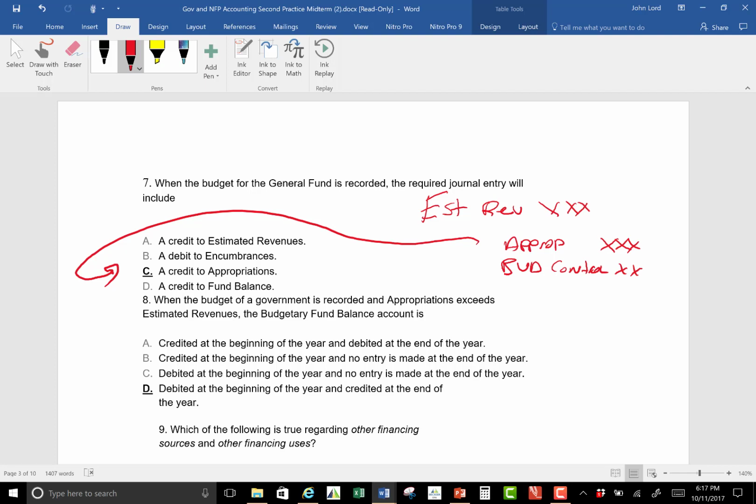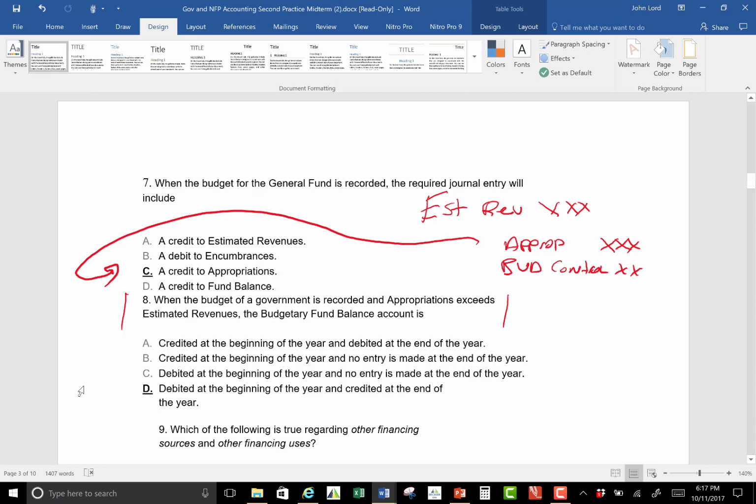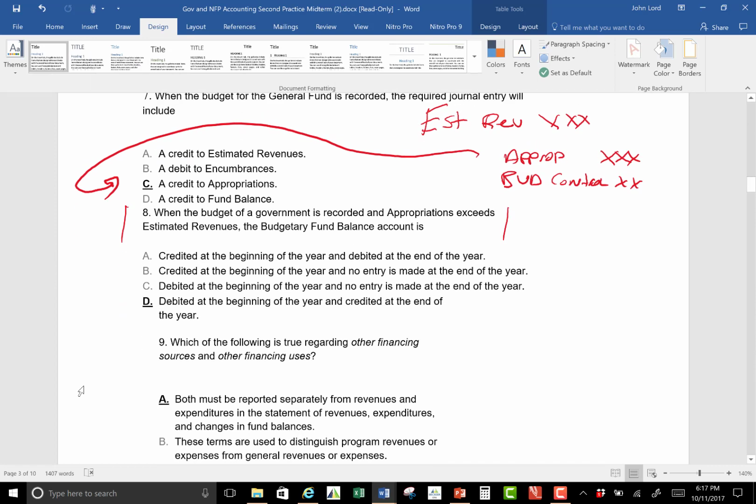Okay, good. Come over and take a look at number 8. No one did very well, so 8 is right here. When the budget of a government is recorded and the appropriations exceed the estimated revenues, the budgetary fund balance account is, and let's just do the journal entry the way they're telling us. So we debit estimated revenue for, say, 1,000. And then we're going to credit appropriation. And they tell me the appropriation exceeds, doesn't it? So the appropriation is going to be, say, 1,200.